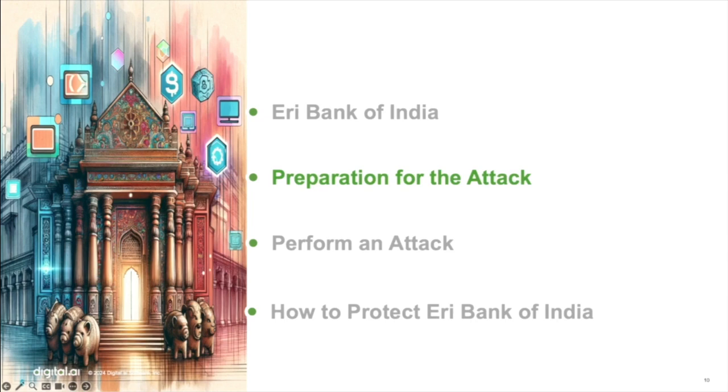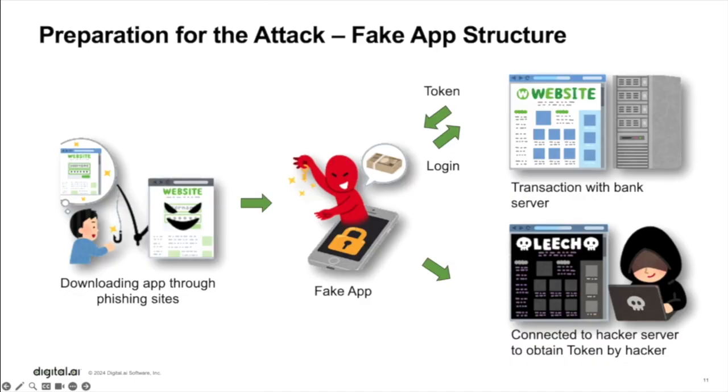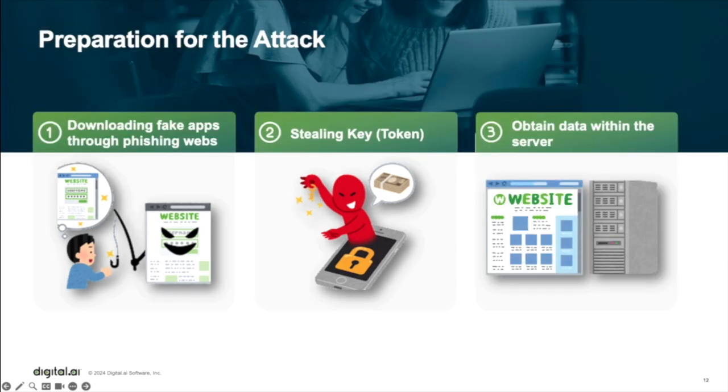The next topic we'll look at is the preparation for the attack. I'll walk you through exactly how this is achieved. So this is the structure of the attack. The victims download a fake app using a phishing site. This fake app communicates with the bank server and also communicates with a hacker's server. Our goal here is when the victim downloads a fake app through the phishing site, we will steal the token used to obtain the victim's financial information by sending a legitimate request to the banking server.